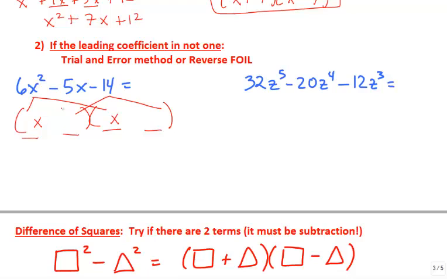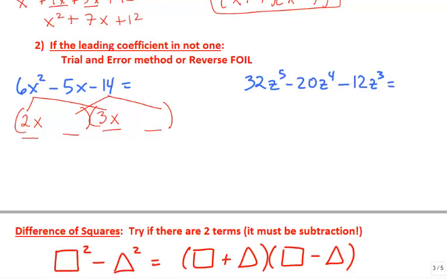So what I mean by that is, let's start with our 6x squared. There's more than one way to get 6. You can do 2 times 3, or you could do 6 times 1. So I'm going to guess that it's going to be 2 times 3. So I'm going to fix that in place. Now once I fix that, then I'm going to list all the possible ways to get 14.